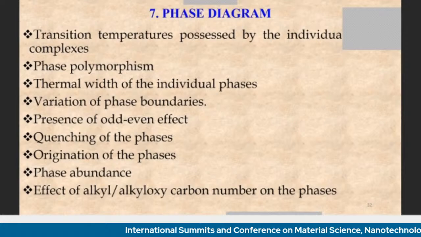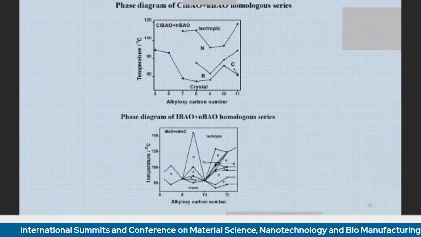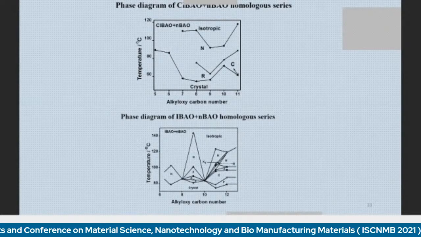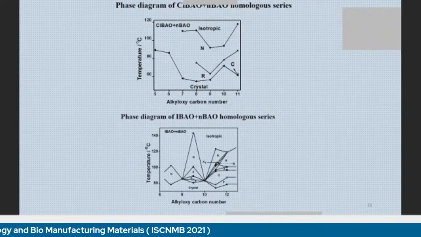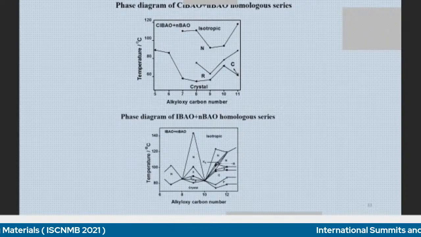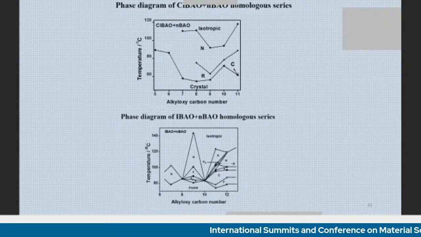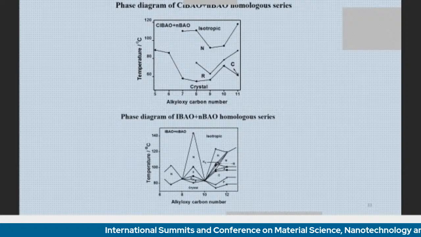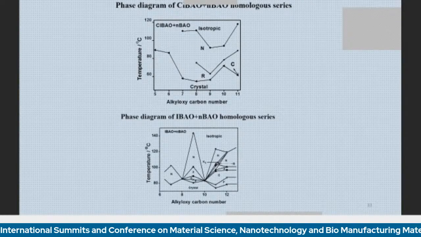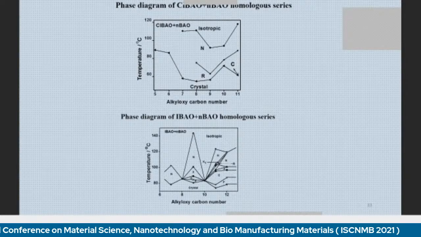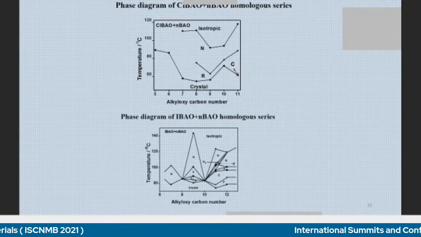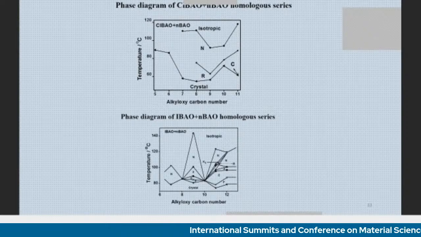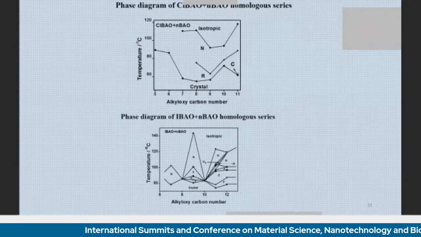For example, I could show you the phase diagram of iodo benzoic acids and N benzoic acids, drawn between alkyloxy carbon number and temperature. You could see the phases nematic, smectic X, smectic C, smectic F, smectic X1, smectic ribbon, smectic R, and smectic X1 is called cocoon-like textures. So, when you see that phase diagram, you could see the phases exhibited by the complexes in a nutshell. The thermal range where the mesogenic phase starts, where the crystal is being formed, what the intermediate phase temperatures are, and where a new phase starts and where it ends, everything can be clearly seen from this phase diagram.